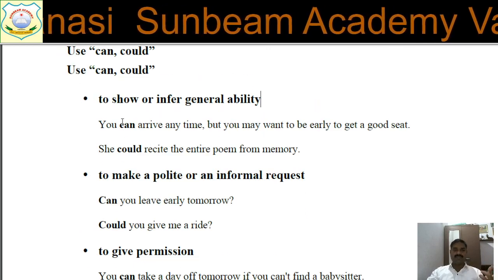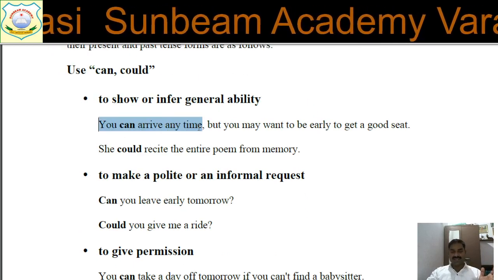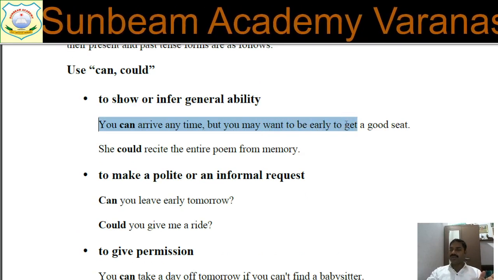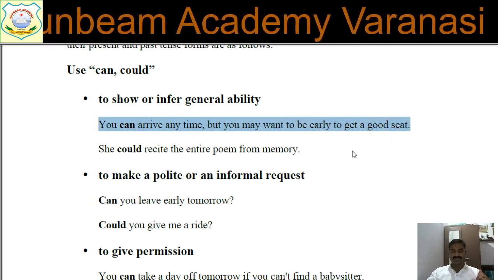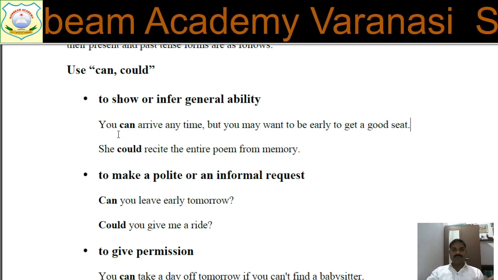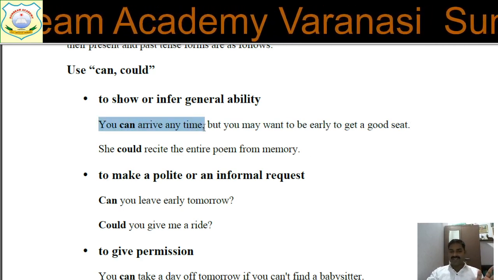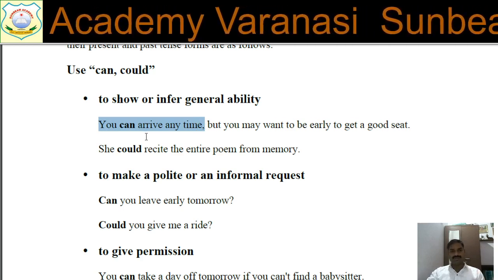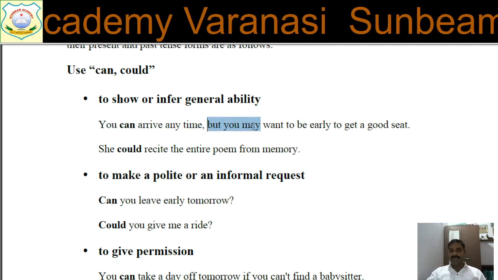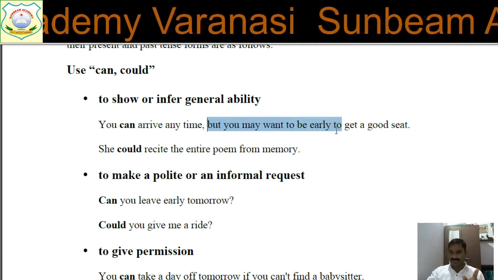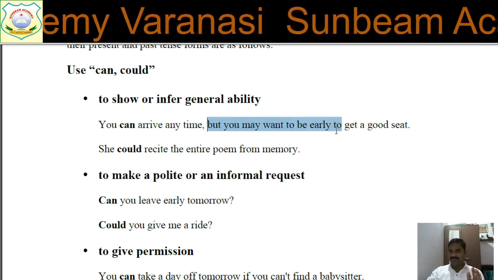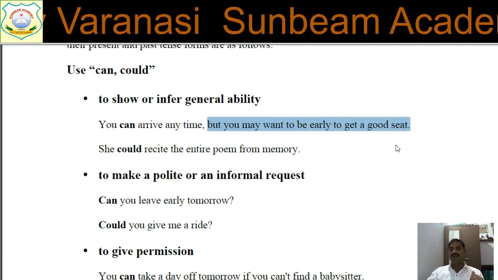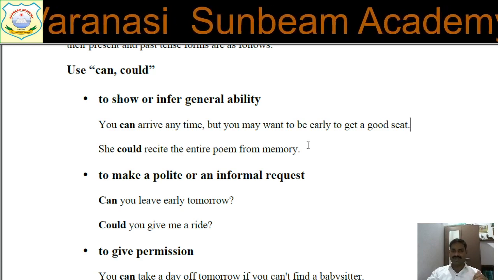Okay. The example is, you can arrive any time, but you may want to be early to get a good seat. Okay. Here, you can arrive anytime. You are showing that you are free. You can arrive anytime. But you may want to be early. Means you should be early. Means if you want a good seat, you should come early. Otherwise, you may come anytime.